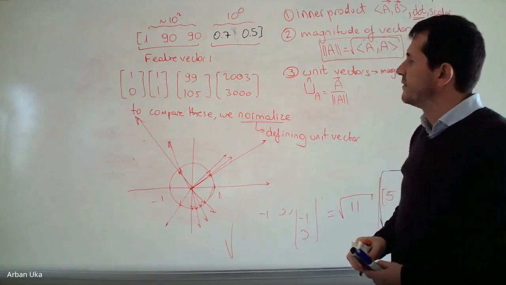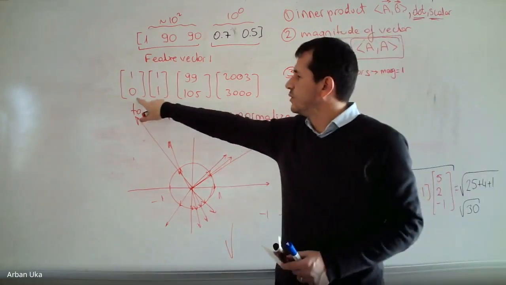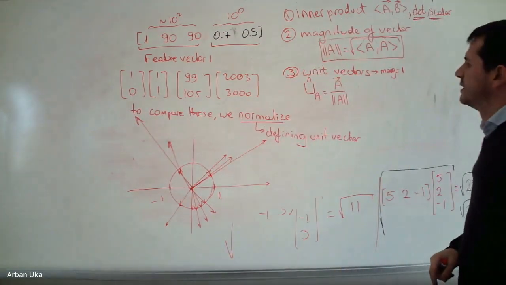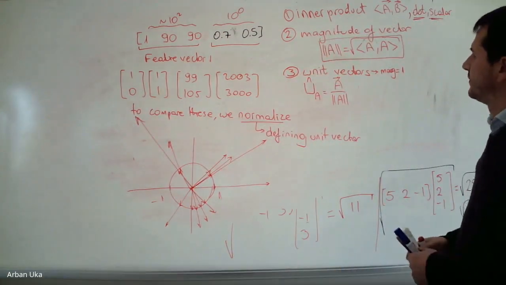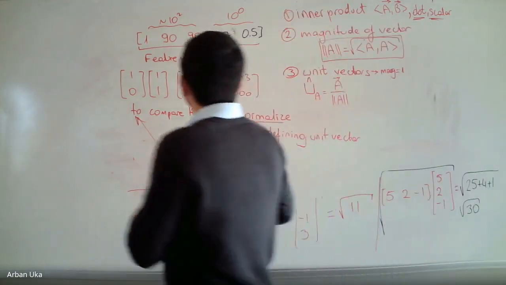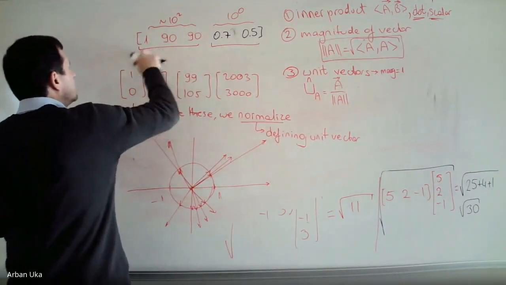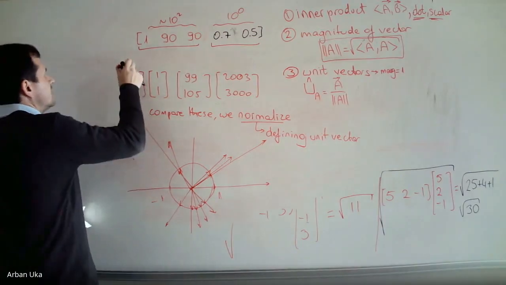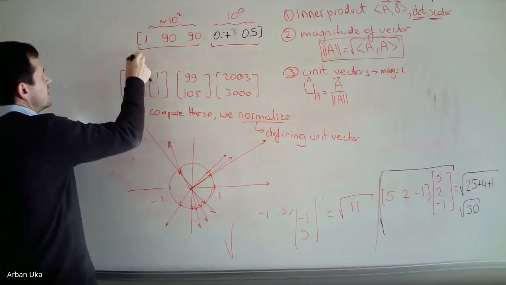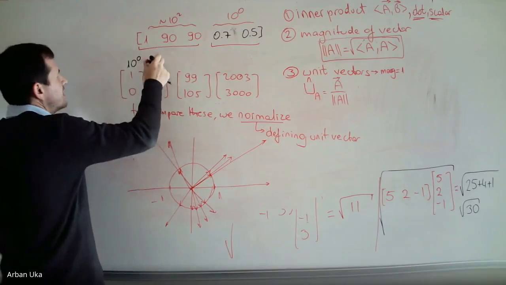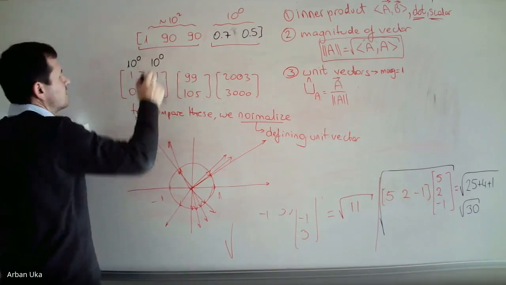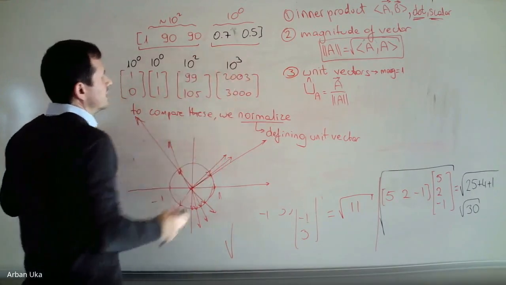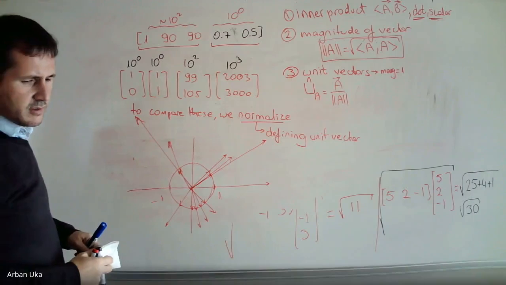And regarding this, I can ask you the following. What is the magnitude of...? Okay, we know those magnitudes here, but as a reminder, to keep up with the previous argument, the initial vector is 10 to the power 0. This is also 10 to the power 0. This is 10 to the power 2. And this is 10 to the power 3. We are talking just about the magnitude.